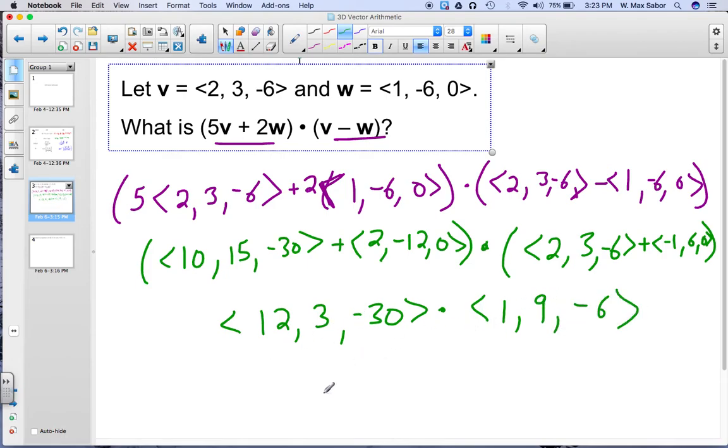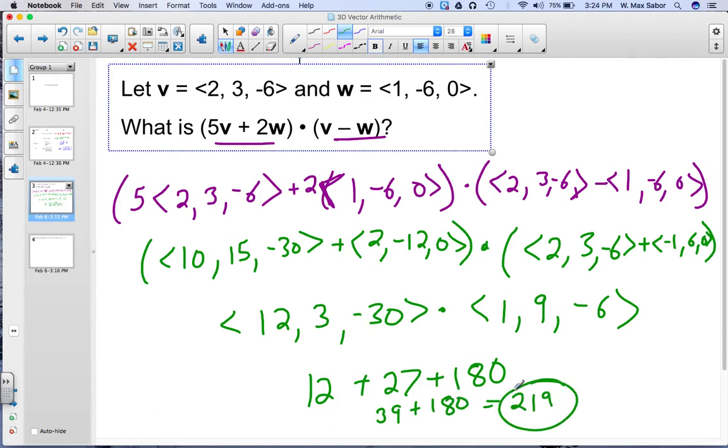Now we multiply the parallel components. 12 times 1, 3 times 9, and 30 times 6. Add these together, let me just do it piece by piece. 12 plus 27 is 39, plus 180 is 219.